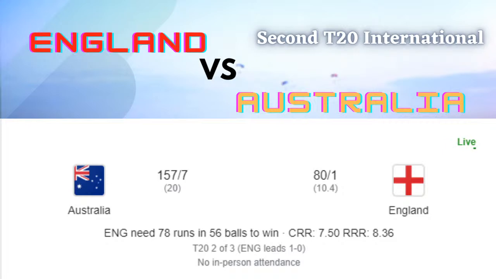Fuller delivery, yorker length, but squeezed really well by Jos Buttler, and the ball races towards deep extra cover for a boundary. That is a very good shot. Fuller delivery and played really well by Jos Buttler. Gets another boundary. England are now 84 for 1.